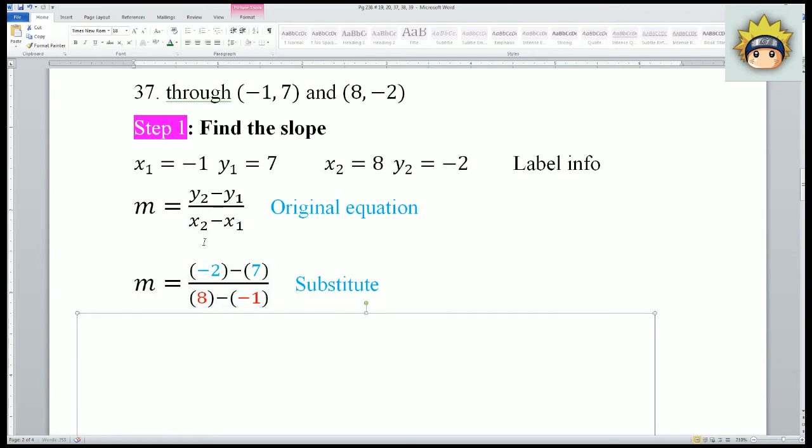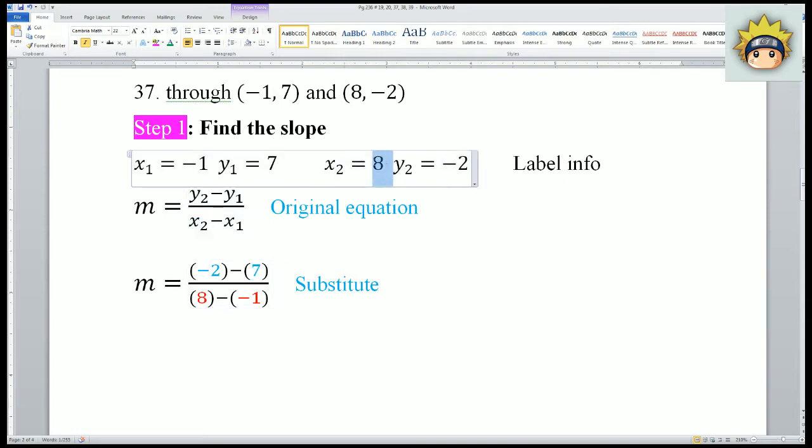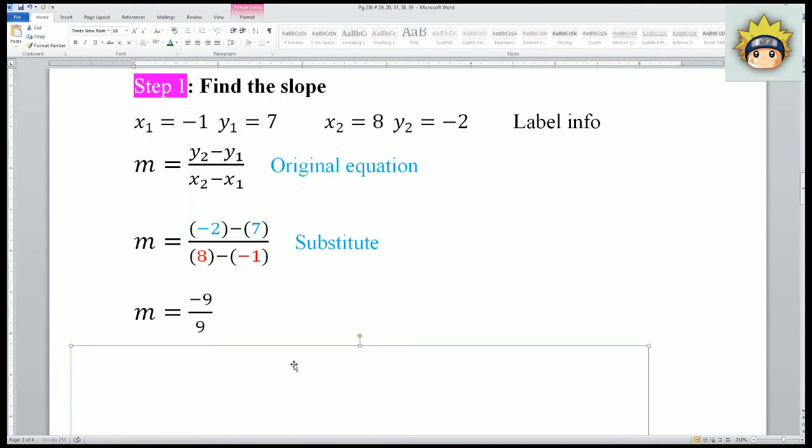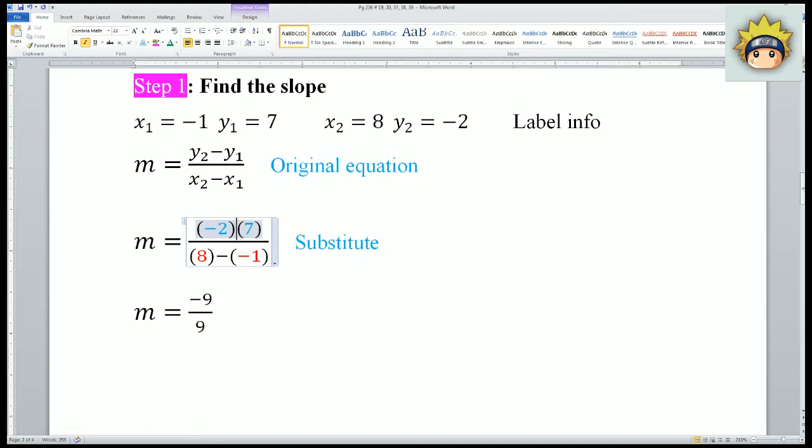Make the substitution. y2 was negative 2, so negative 2 here. y1 was 7, 7 here. x2 is 8, 8 here, and x1 is negative 1, negative 1 here. That's what I do after I substitute, right? Now let's simplify. Negative 2 minus 7 is negative 9, okay? Because, again, subtraction is the same thing as adding a negative. And a minus of a minus is the same thing as an addition.